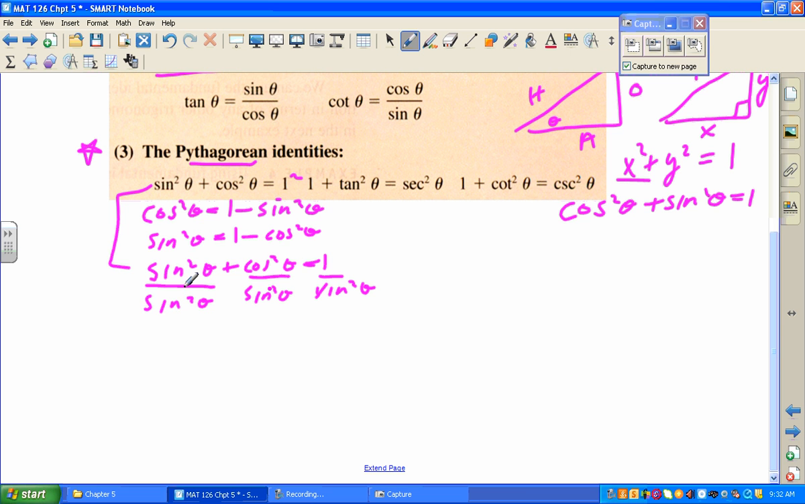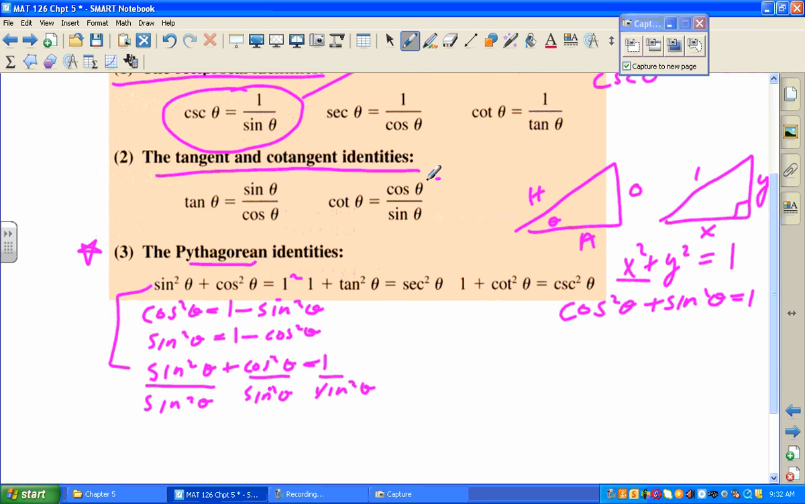What is sine squared over sine squared going to be? 1. What is cosine squared over sine squared going to be? Yeah, what does it equal? Cotangent squared.